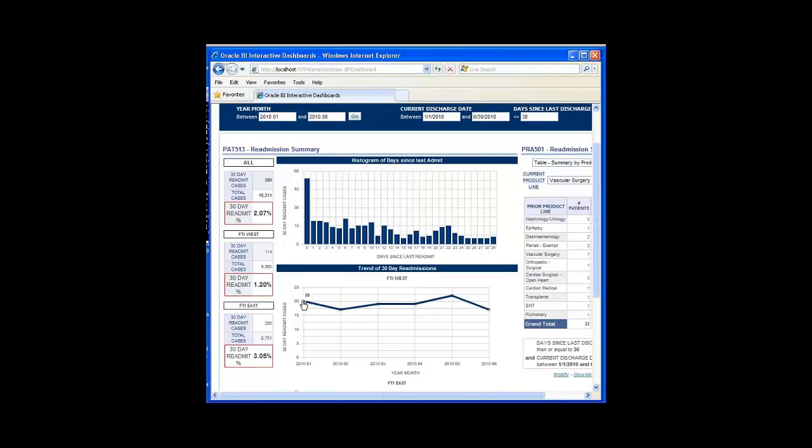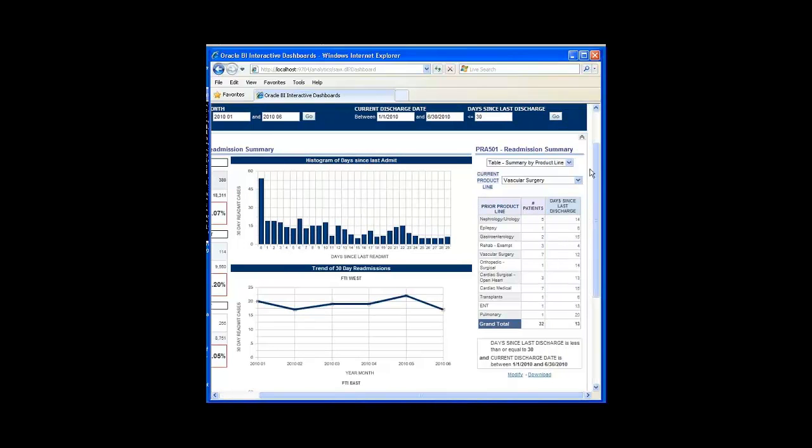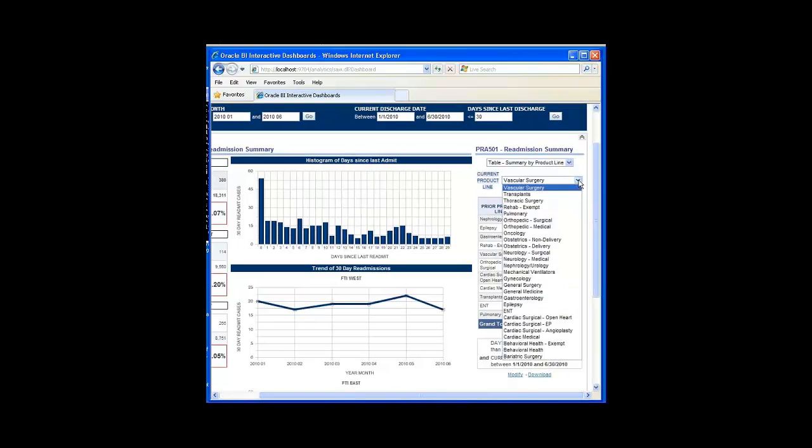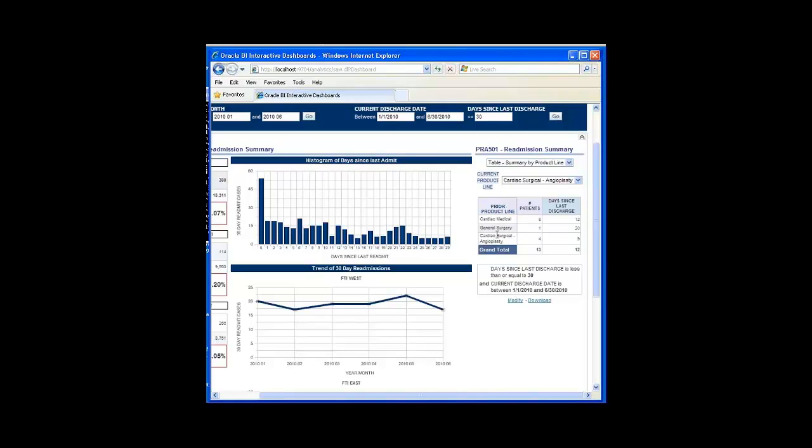And so here is a trend by month of your 30-day readmissions. So I had in January, I had 20, went down to 17, et cetera. And then over to the right-hand side, we have a summary of those readmissions by product line. So I can look at, for instance, cardiac surgical angio. And for cardiac, we're breaking out into two.